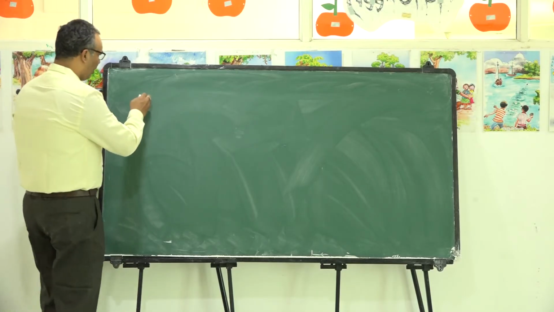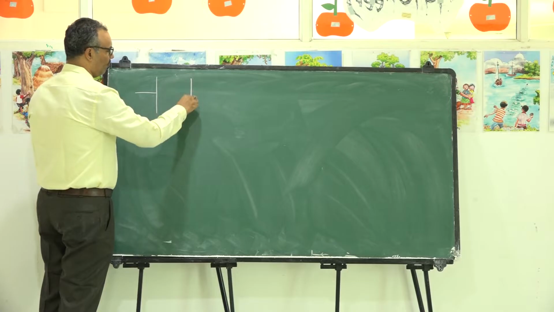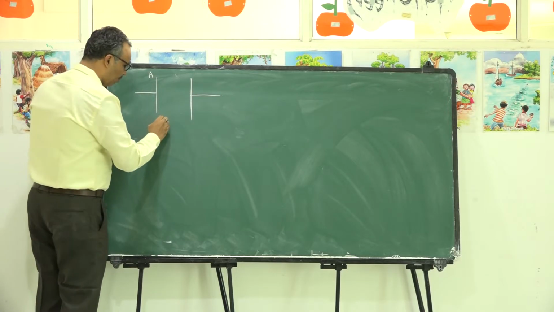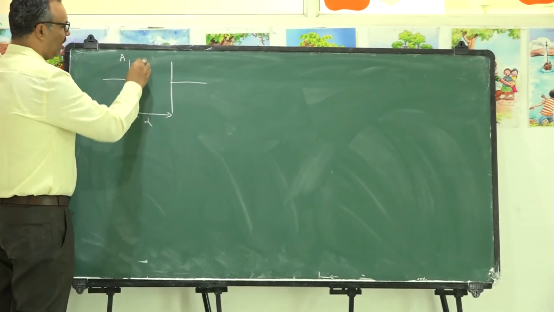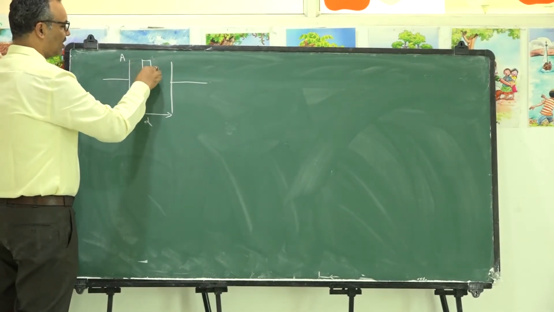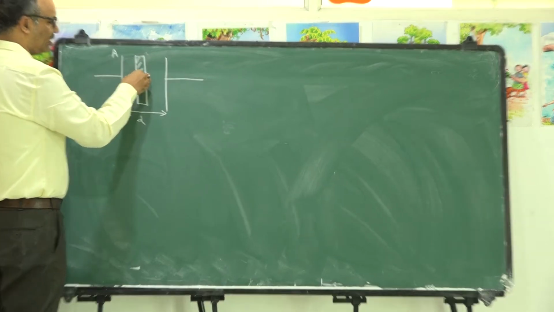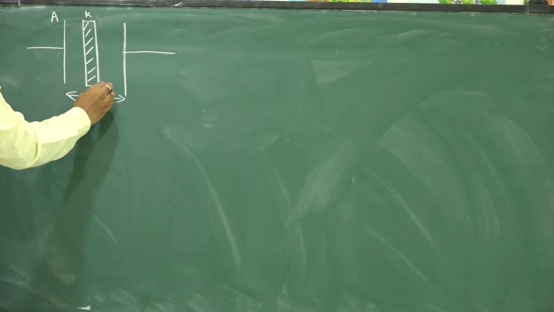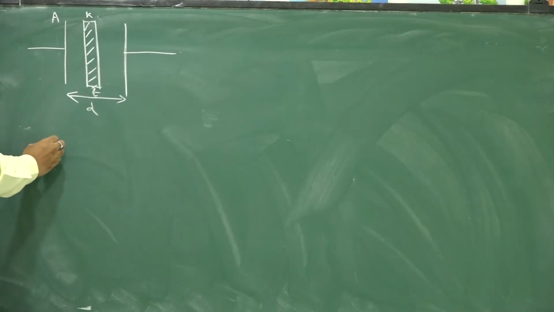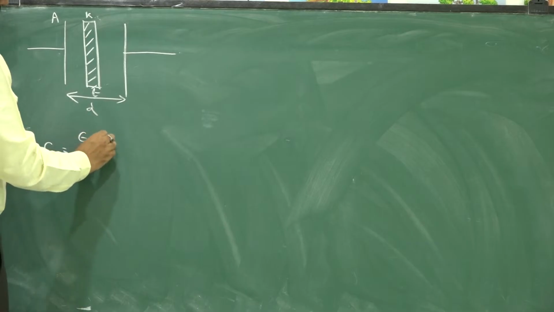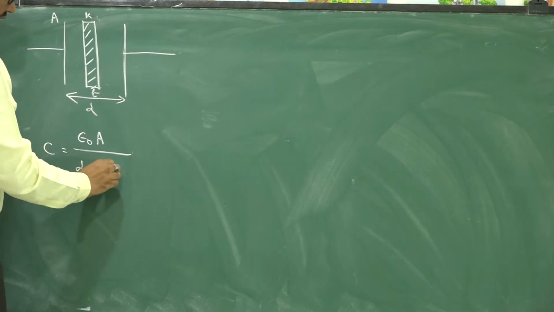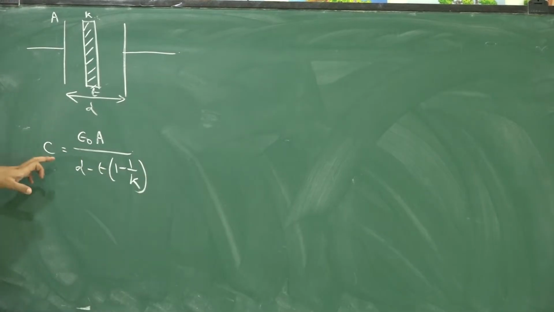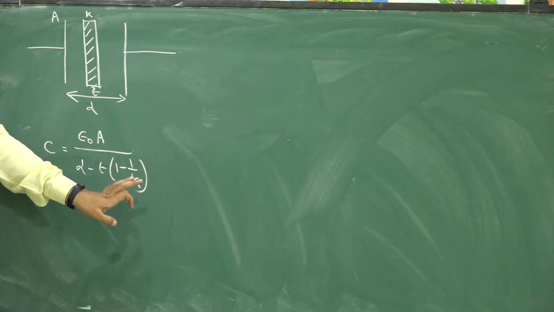For example, if you take a parallel plate capacitor, having each plate area A and separation between the plates D, suppose a dielectric slab of dielectric constant K and thickness T is introduced. Its capacitance is given by C = ε₀A / (D − T(1 − 1/K)). The same formula can be modified into different forms as per the given problem.